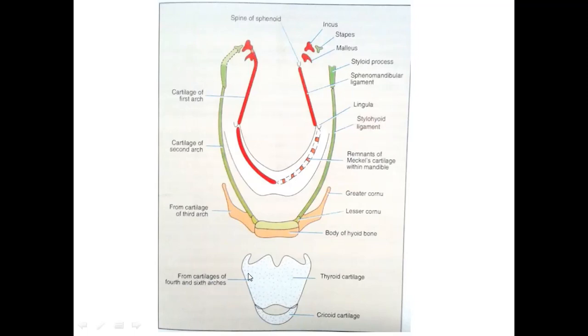Then the fourth and sixth arches develop laryngeal cartilages, for example the thyroid cartilage and cricoid cartilage. So they are derived from the cartilages of the fourth and sixth pharyngeal arches. This diagram explains all the cartilaginous derivatives of the first to the sixth pharyngeal arches.